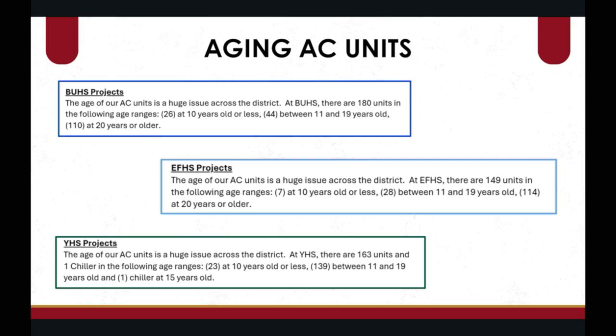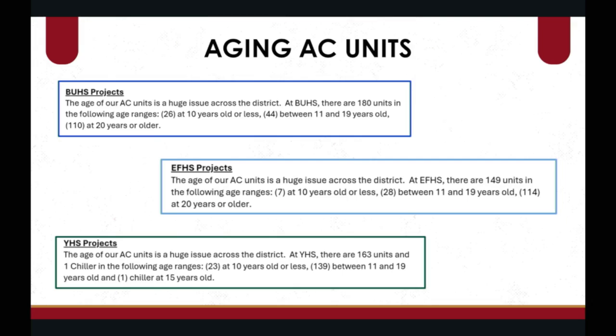And then at Yonker, our newest school, there's 163 units and a chiller plant. A chiller plant is a different type of cooling system that will cool multiple places. But again, 23 are 10 years old or less, 139 are between 11 and 19 years old, and the chiller is already over 15 years old itself.